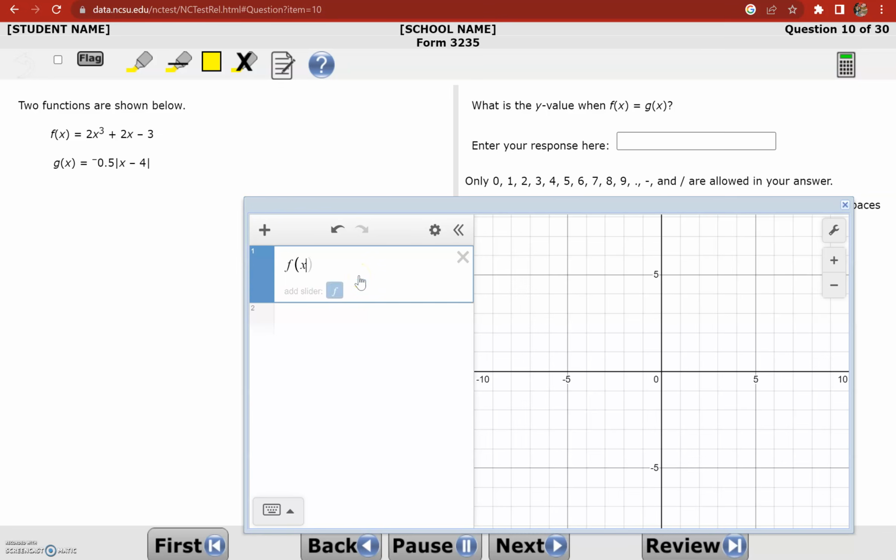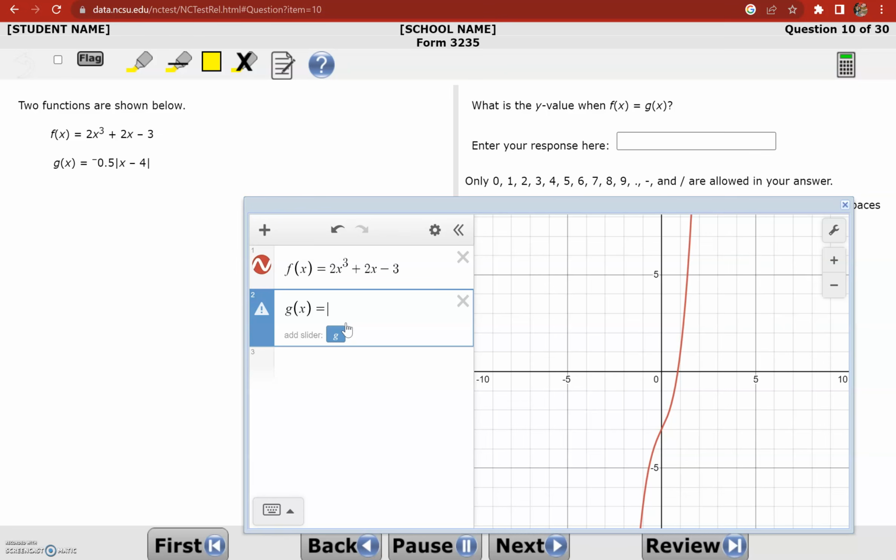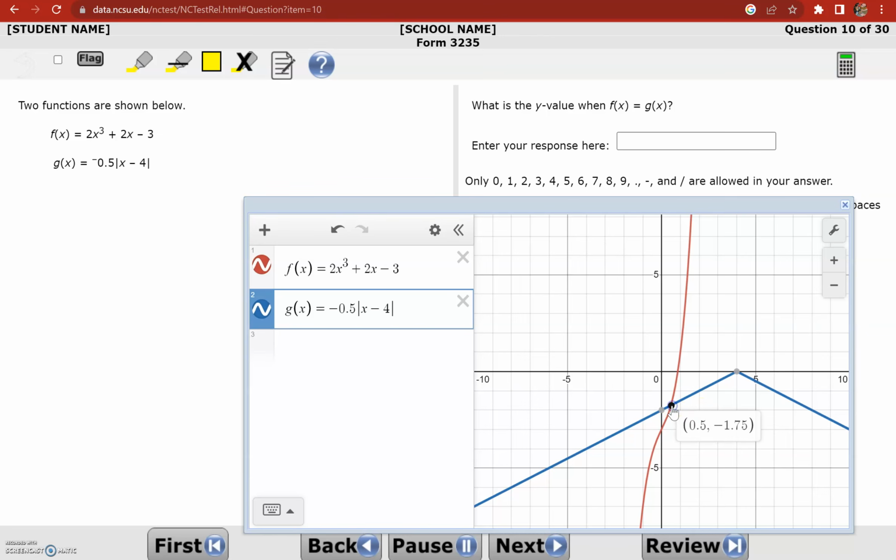So I can graph f of x. Remember, anytime there's an equation, I want to graph the left side, which in this case is f of x, and the right side, which in this case is g of x, and find the intersection. This time it says what is the y value when those two things are equal. So at this intersection point, the y value is negative 1.75.